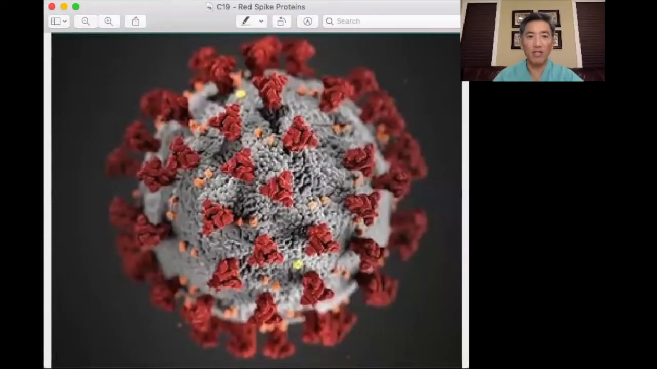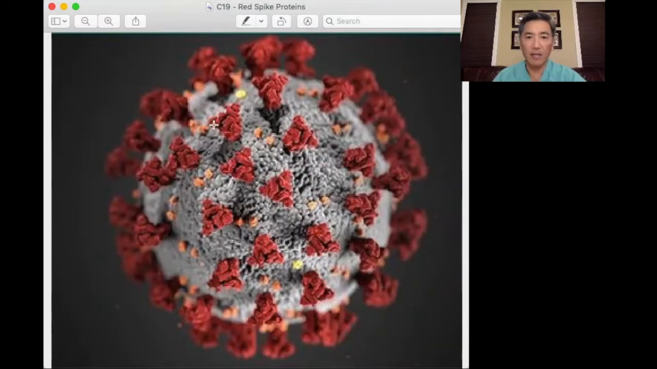isn't really there. To understand the vaccine, you need to understand the basics of the virus and how it infects your body. So this is the coronavirus. It's like a big basketball with red spikes on it. And so if you look here, these are the red spikes. Those are called spike proteins. These, think of them like little hands.